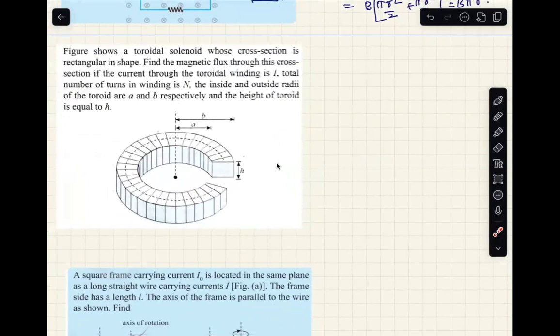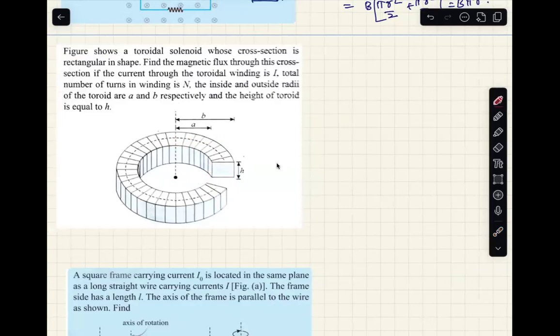Figure shows a toroidal solenoid whose cross section is a rectangle shape. Find the magnetic flux through this cross section. Through this cross section means through this portion. If the current through the toroidal wiring is I, total number of turns in winding is N. The inside and outside radius of the toroid are A and B. A is this part. B is this part. And height of the toroid is equal to H.